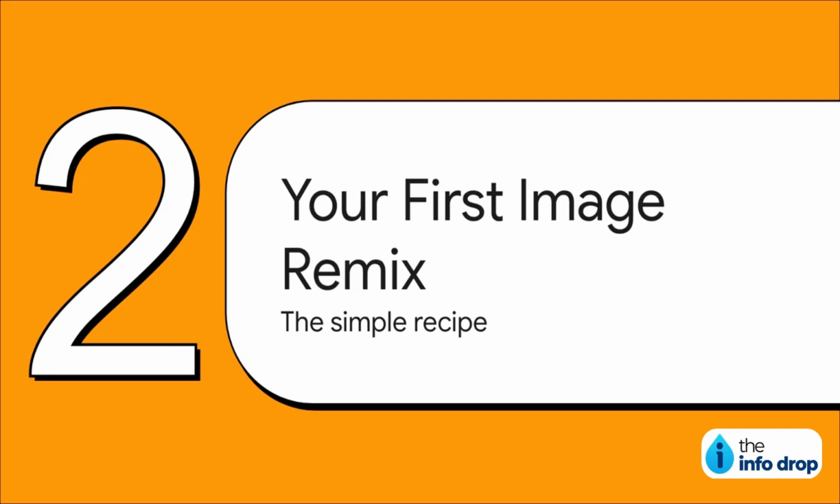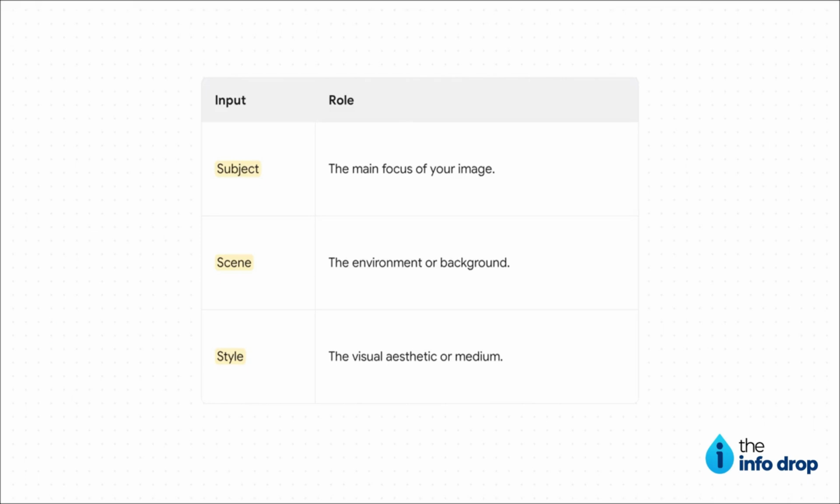All right, enough theory. Let's see how this thing actually works. We're going to walk through the super simple recipe for making your very first creation. The whole thing is built around this easy recipe with three main ingredients. You've got your subject, that's the star of your image. Then there's the scene, which is the background or the world it's in. And finally, the style, which sets the whole artistic vibe. Like, is it a 3D cartoon or maybe a paper cutout?